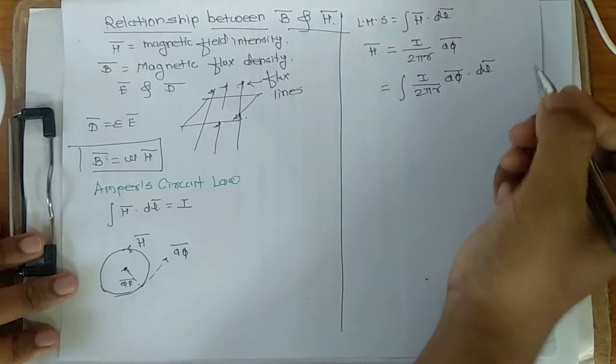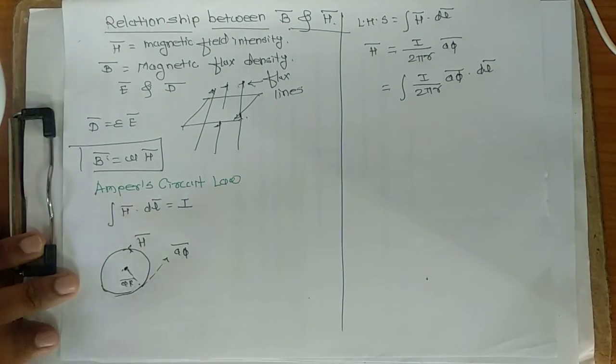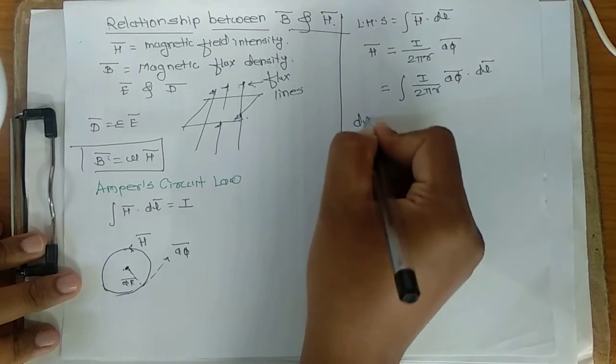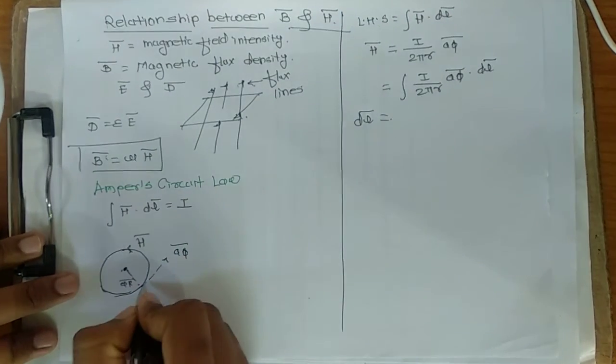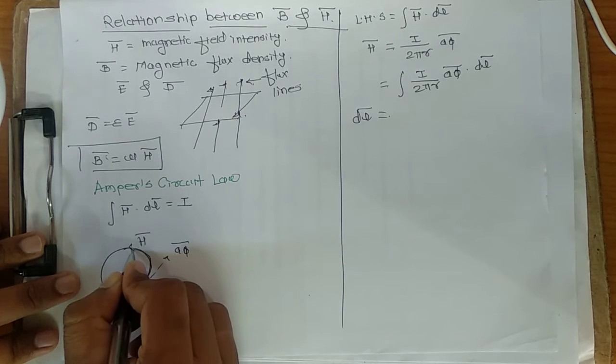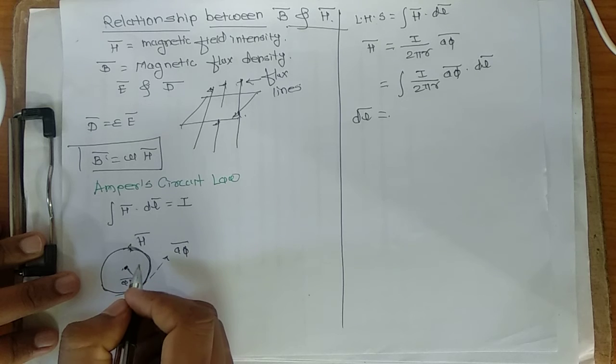Now we have to find out dl bar. So what is dl bar? In this equation, if you are finding the dl bar, differential length. Now see the differential length. It is moving, this magnetic field intensity is moving through the square. Means in the unit vector, which unit vector is it moving?